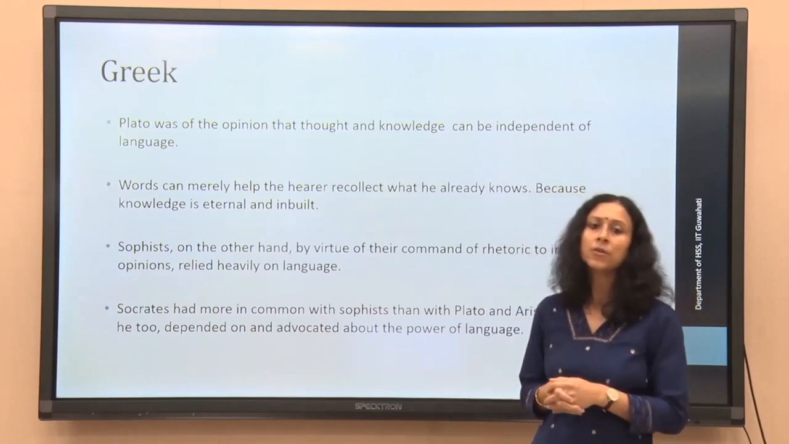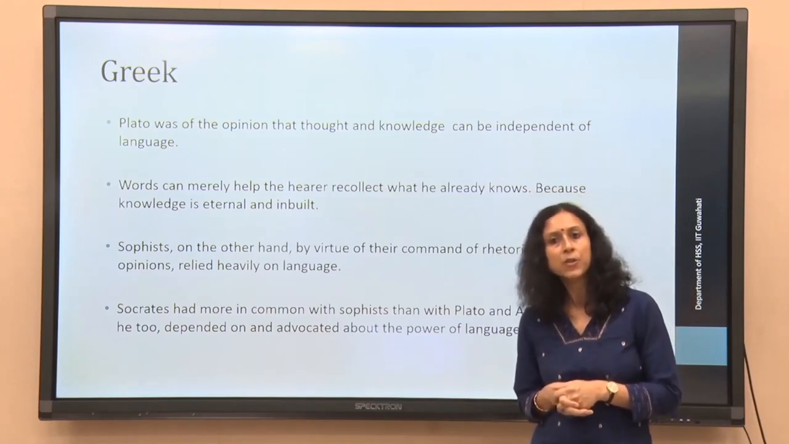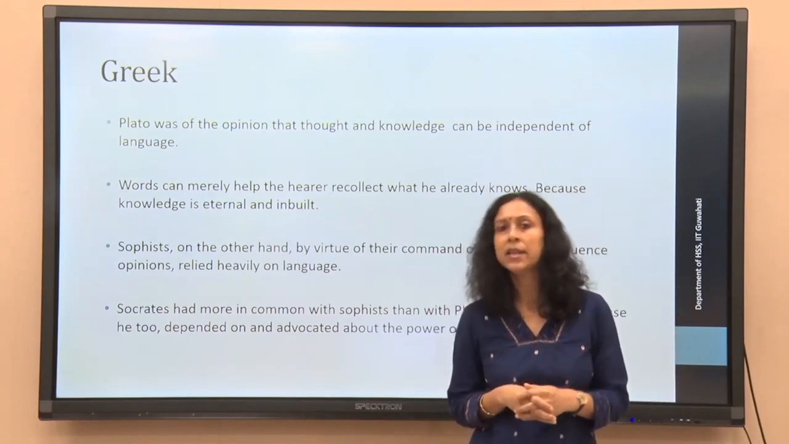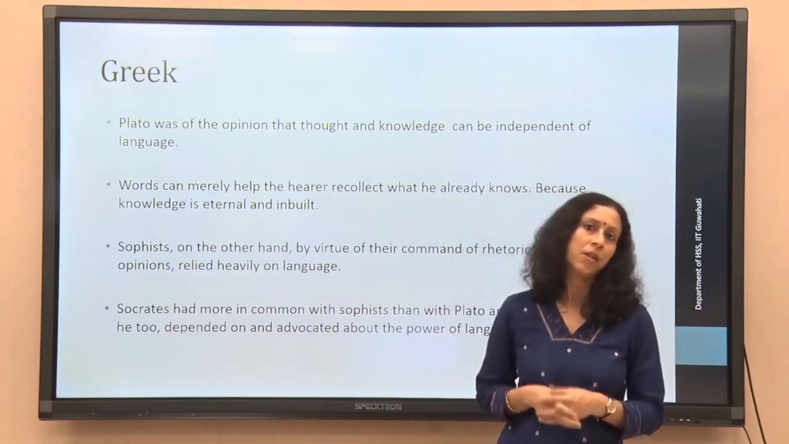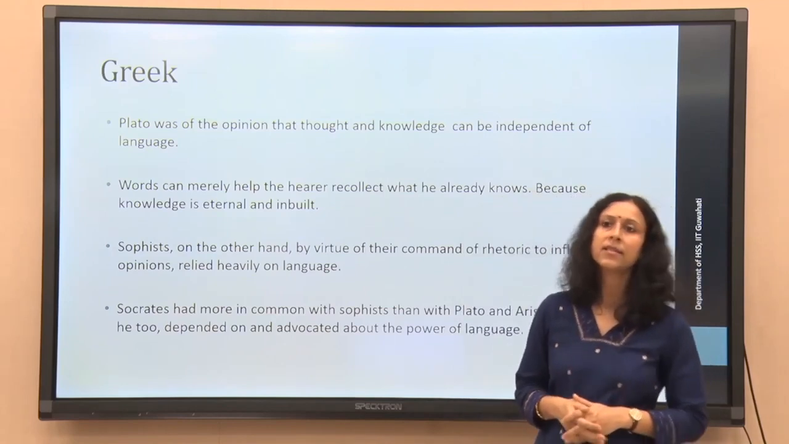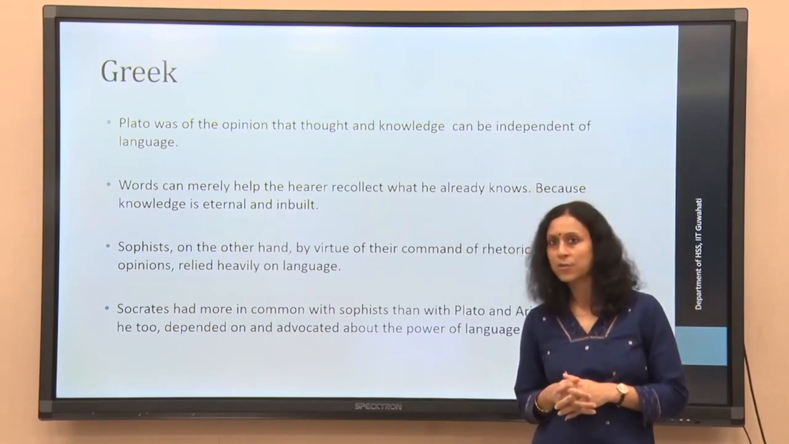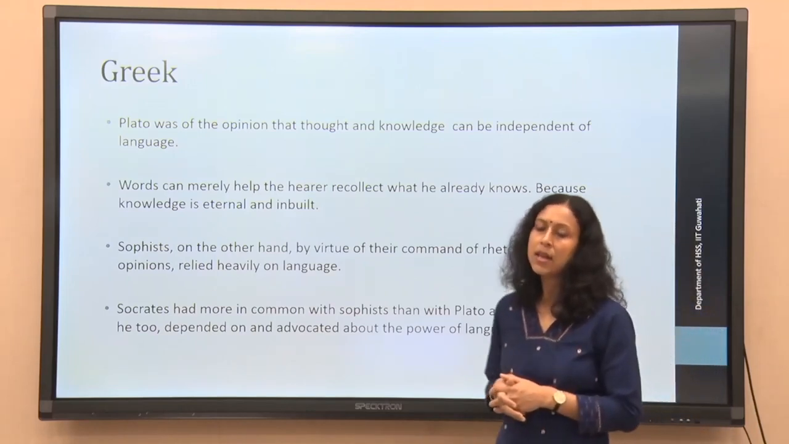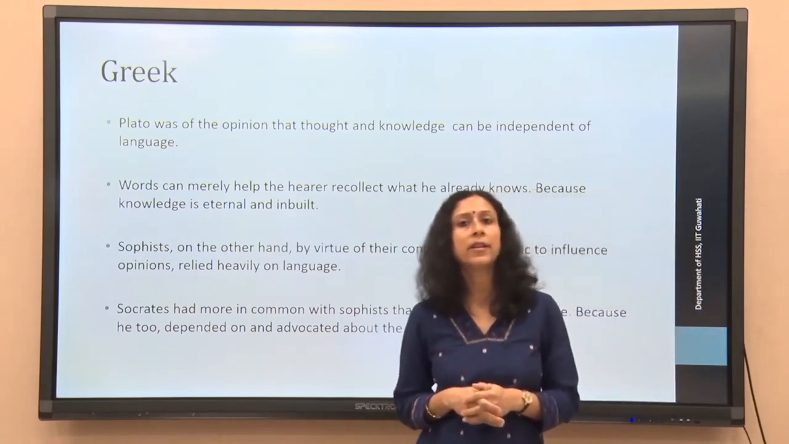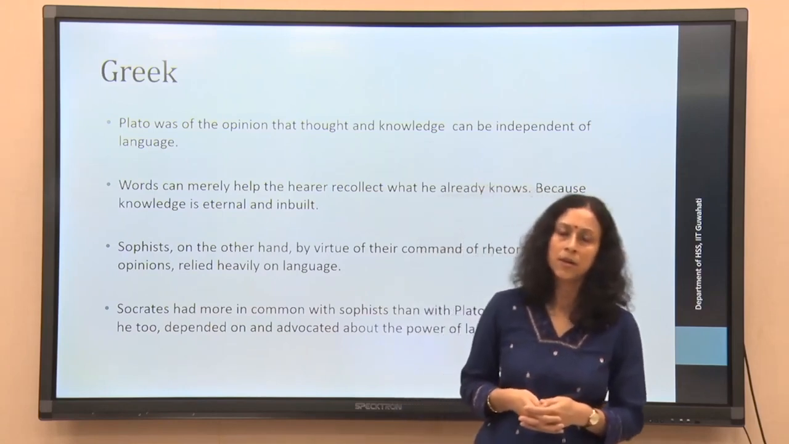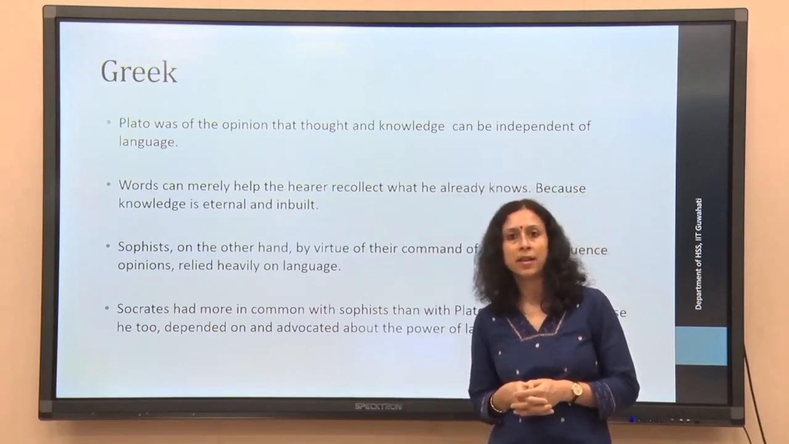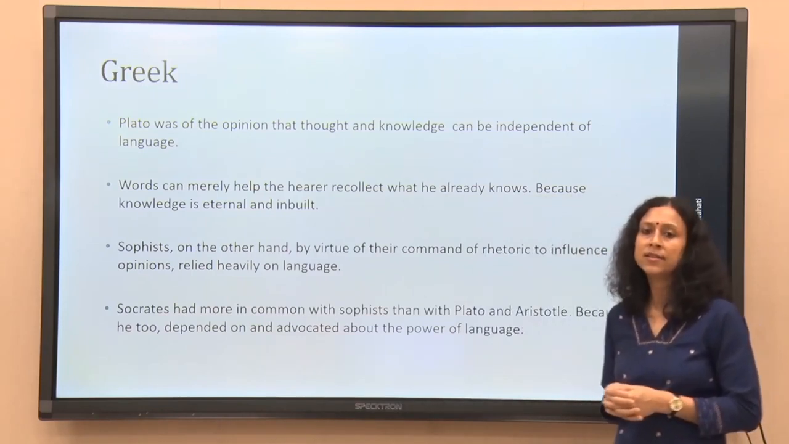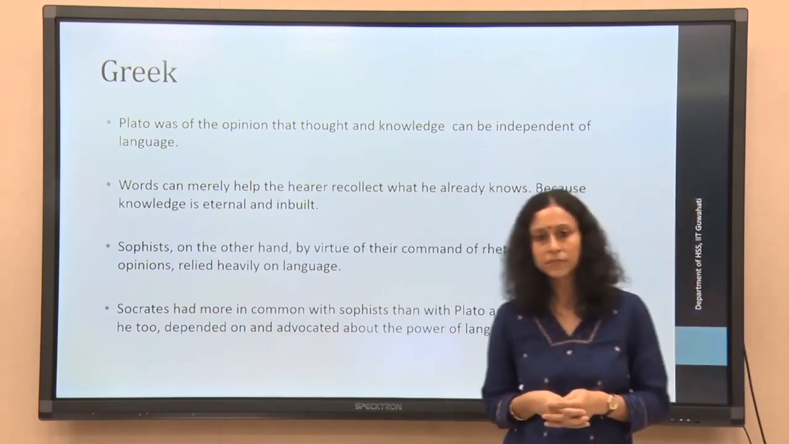Now, we move on to the Greek tradition. Plato was of the opinion that thought and knowledge can be independent of language, because ultimately, as we have seen, it is reason alone that can take us to certain knowledge. Words can merely help the hearer recollect what he already knows, since humans are born with all the possible knowledge. Knowledge is internal and inbuilt, it is eternal.